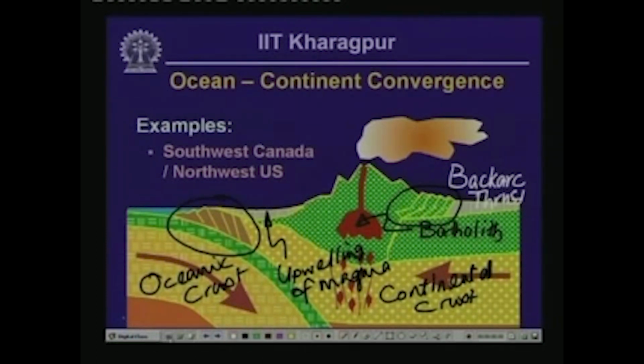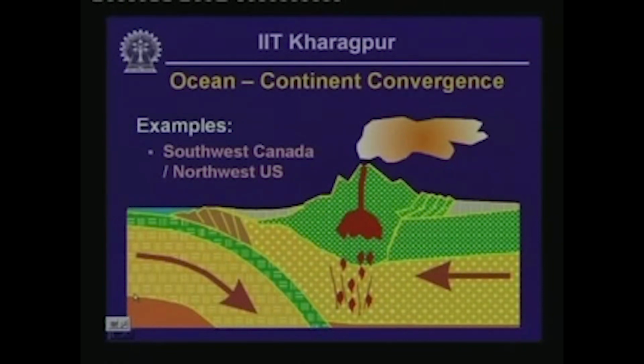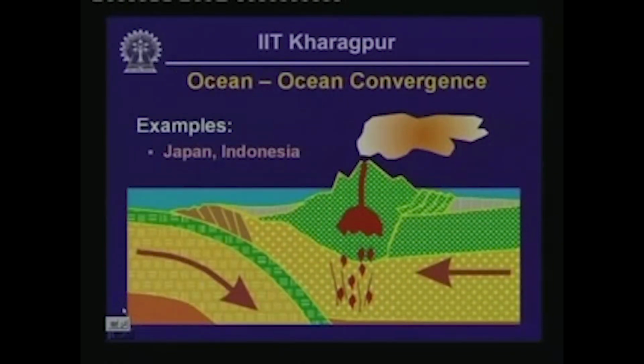Now let's look at the details of ocean to ocean convergence. That is again going to be very similar compared to ocean continent convergence. The features are quite similar, as you are seeing here. On the right here is one oceanic crust, and on the left there is another oceanic crust that is trying to subduct underneath the oceanic crust on your right. Examples of it, as I have already mentioned, are Japan and Indonesia.